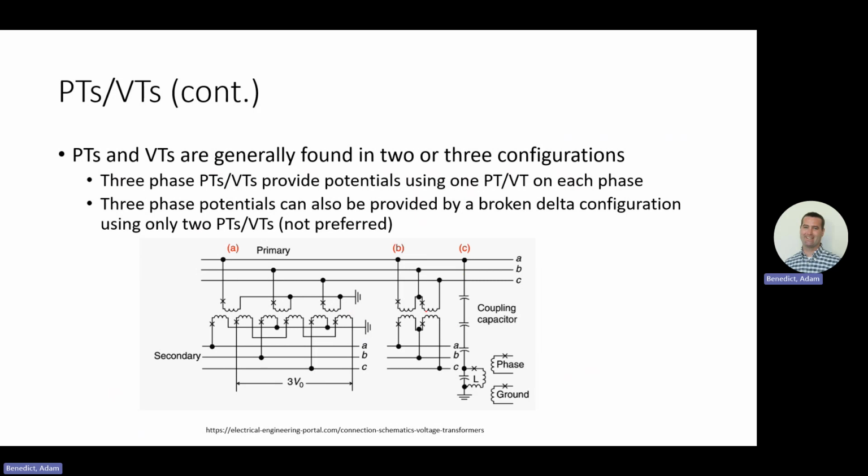Here are the two common configurations. You have your Y connected right here, and then here you have that. I always get them backwards. Broken delta. So this gives you a 3V0.